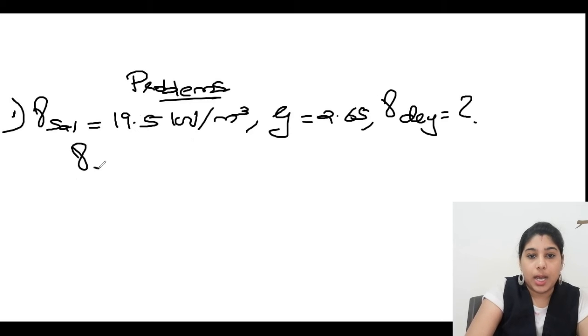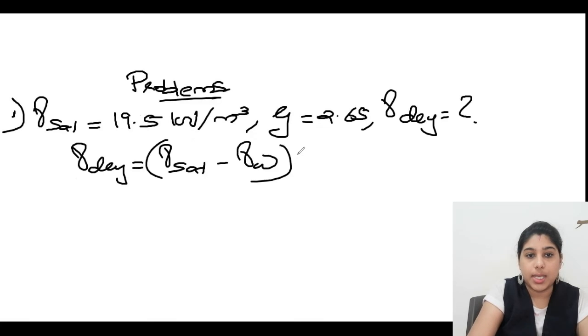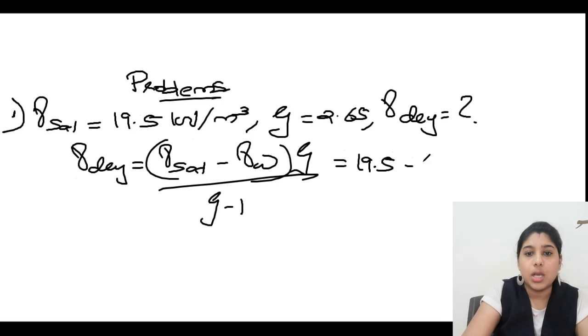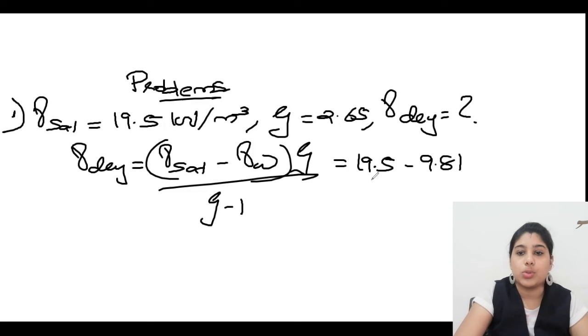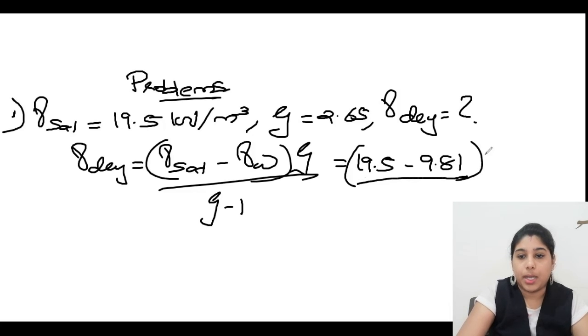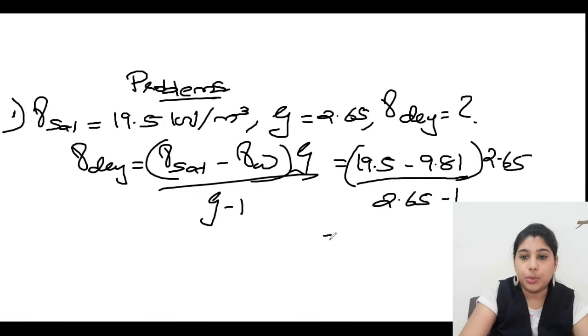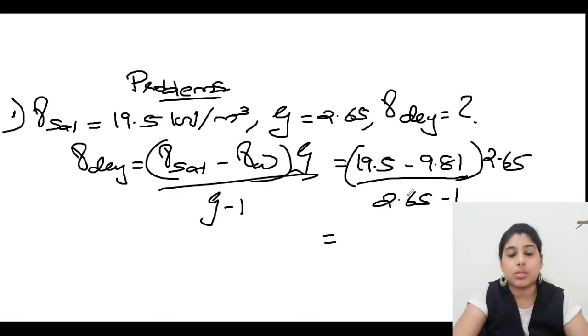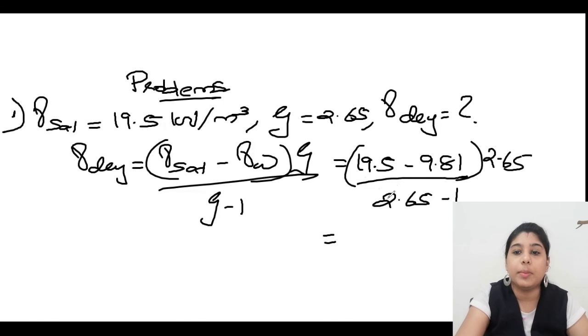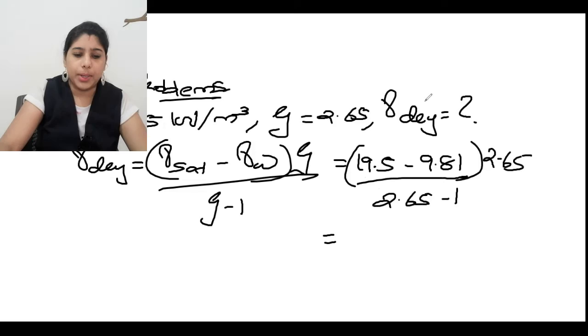Gamma dry will be (gamma sat minus gamma_w) into G by (G minus 1). What is gamma sat? 19.5. Gamma_w will be always a value 9.81. Sometimes in case we will take as 10 also. Into G, 2.65 by (2.65 minus 1). So when you do this in virtual calculator, because calculator is not allowed inside GATE examination, so you will be given a virtual calculator. In that you can do it and the answer will be 15.56 kilonewton per meter cube.